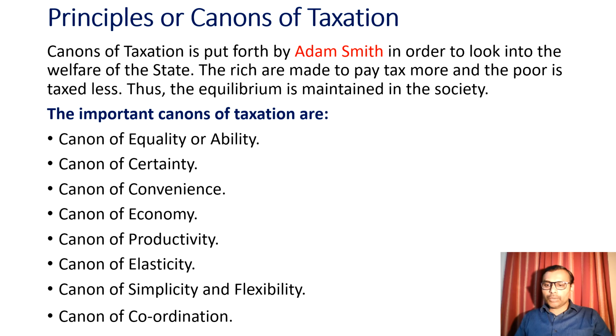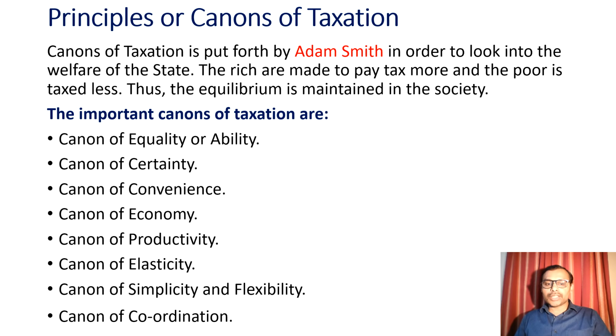Next is the canon of productivity. Coming to the canon of productivity, what does productivity talk about? Here a good tax should generate adequate revenue for the government. It should render adequate revenue to the government when a good tax system is there. So what does that mean? For example, GST is highly productive as it brings in a large share of India's tax revenue. So a large share of India's tax revenue comes from the GST.